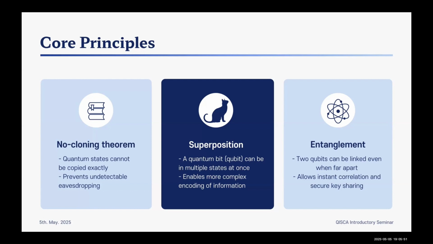Second, superposition allows qubits to exist in a combination of states, enabling more complex and flexible ways to encode information compared to classical bits. Third, entanglement creates strong correlation between particles, no matter how far apart they are. This property proposes a completely new paradigm for secure communication.